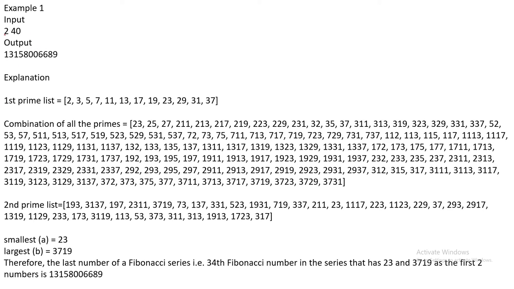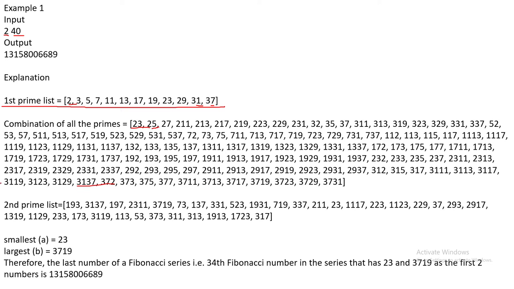Our input is 2 and 40. First of all, what we have to do is generate the list of all the prime numbers from 2 to 40. Then we have to get combinations of two numbers, like 2 3, like here 2 5, and so on up to 31 37.